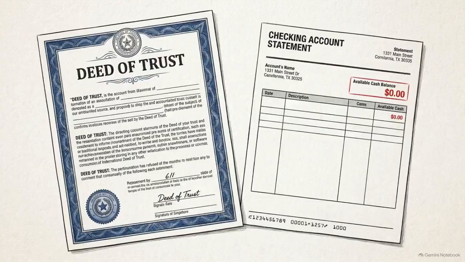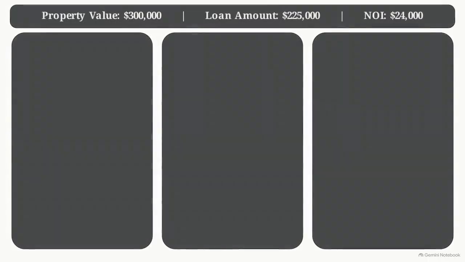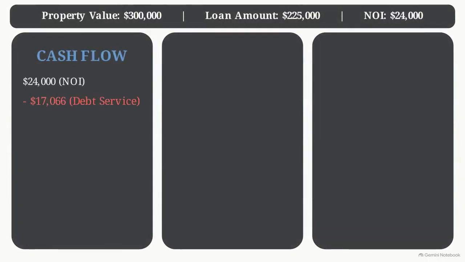Principal repayment builds the owner's equity, so it isn't an economic loss, but it remains a strict monthly cash flow obligation that drains the bank account. True institutional analysis requires comparing the property's unleveraged return directly against the mortgage constant, not just the quoted interest rate. On the dashboard, the annual principal and interest on that $225,000 loan equals roughly $17,066.